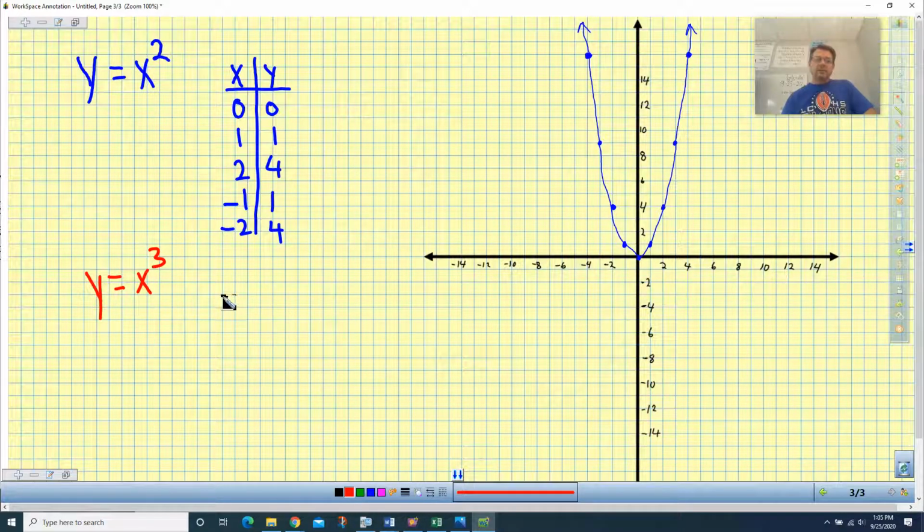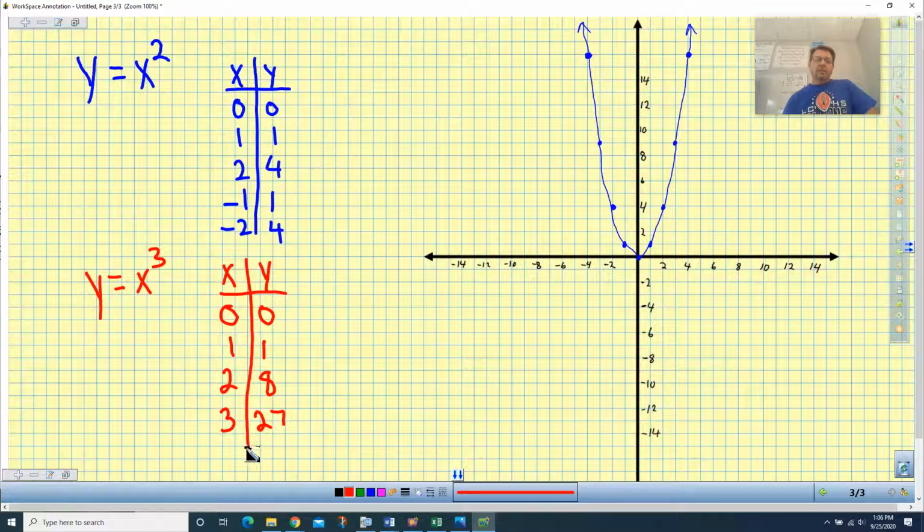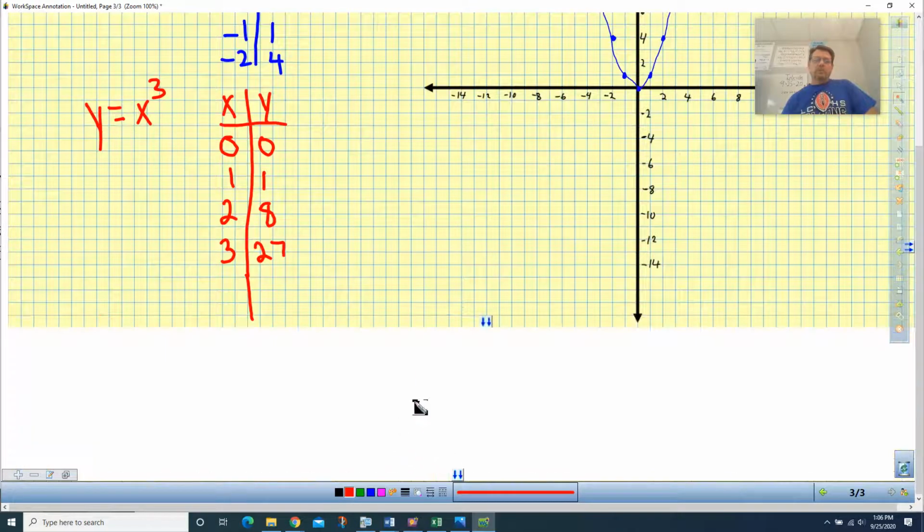But before we do that, let's just get a few little points running here. So the calculator does a lot of this for us, but I just want to reinforce where this is coming from. So 0 cubed is still 0. What about 1 cubed? 1 times 1 times 1 is still 1. All right. How about 2? 2 times 2 is 4. Times 2 is 8. And then 3. 3 times 3 is 9. And 3 times 9 is 27.